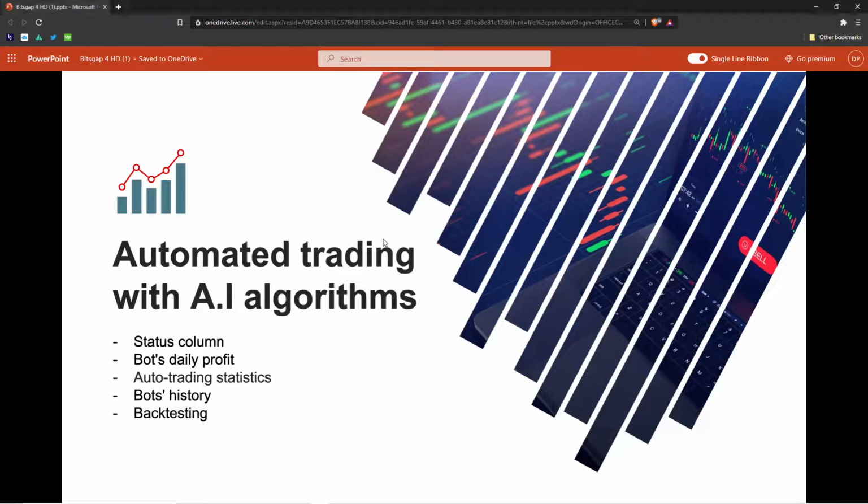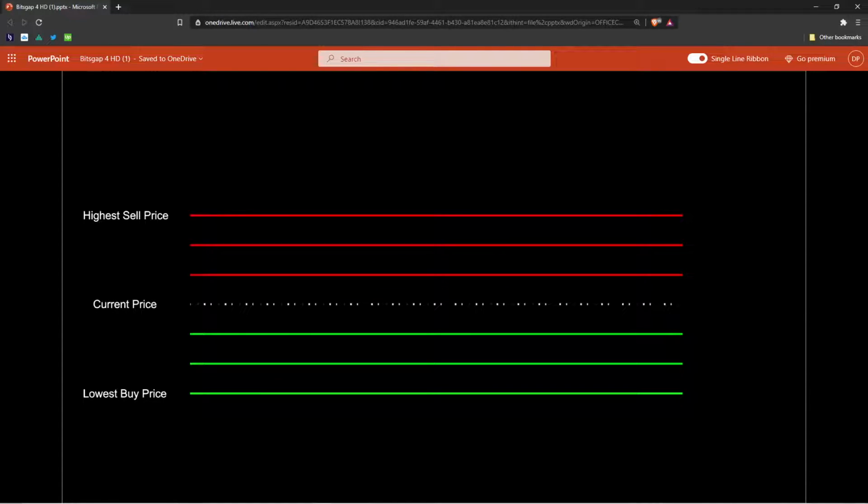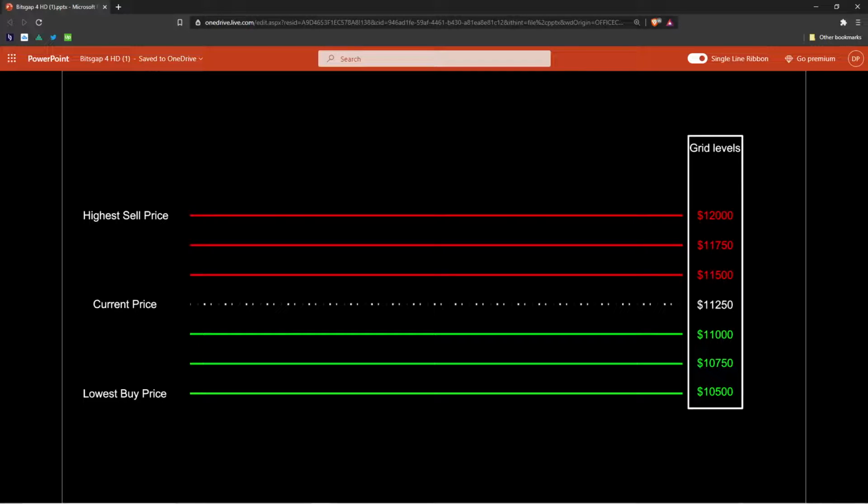And for newcomers, I will quickly remind you what the idea of automation at Bitsgap is. What is the logic behind the scheme? The idea is that we have a trading range defined by the highest sell price and the lowest buy price. Within this trading range, the bot is trading on our behalf. It looks for opportunities to buy low and sell high. To do that, there are grid levels within this trading range. In simple words, these are our limit sell orders, the red lines, and limit buy orders, sorry, the green lines in this case.